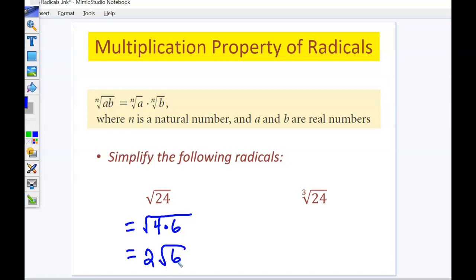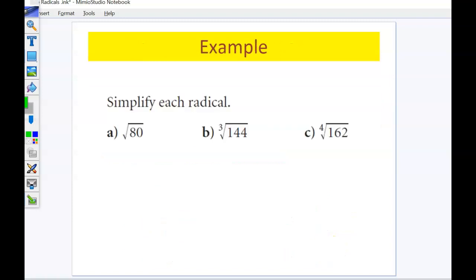For the cube root of 24, now we want to look for factors of 24 that are perfect cubes. If we look at our perfect cube list, 8 times 3 is equal to 24. The cube root of 8 is 2, so it would come out front, and you're left with the cube root of 3. Now, lots of people forget to bring this index down. If you write square root 3, that would be incorrect because it's the cube root of 3. All right, we want to simplify these ones.